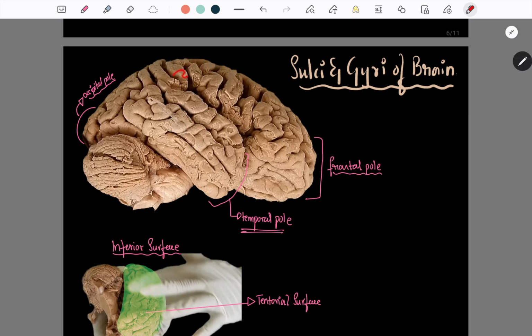So, this is the brain. Sagittal section of the brain, and this is the supralateral surface. This full part is called the supralateral surface, and this pole is called the frontal pole. This pointing pole is called the occipital pole. You can see the cerebellum; the side towards that is the occipital pole, and the opposite is the frontal pole, and this pole is called the temporal pole.